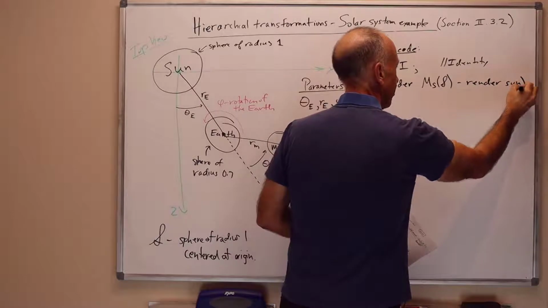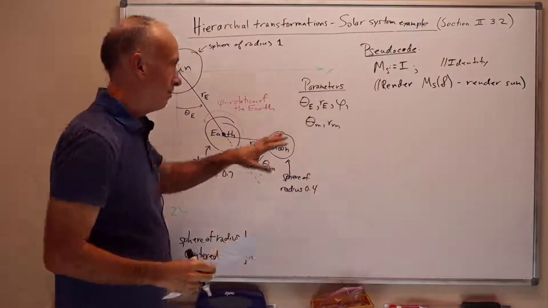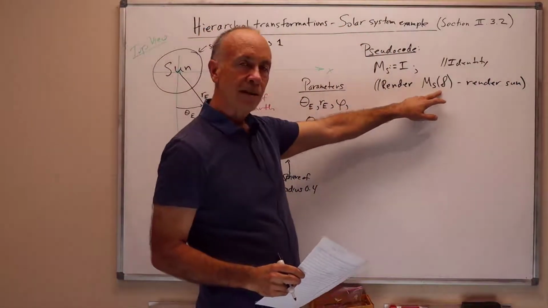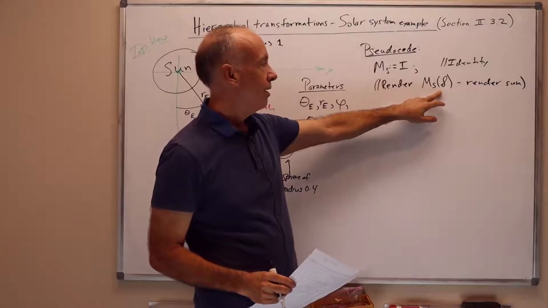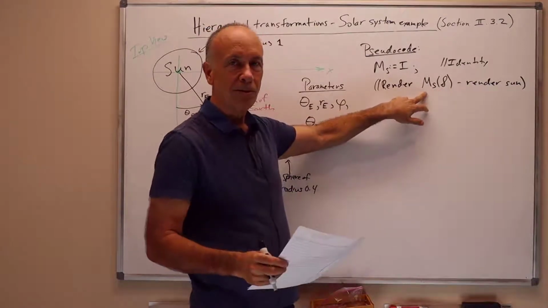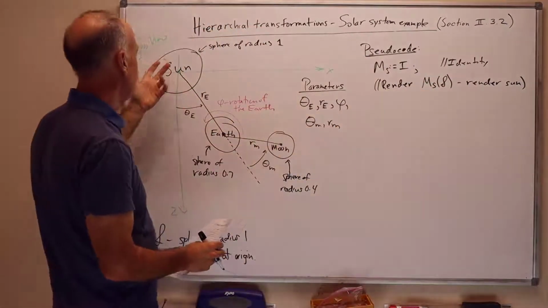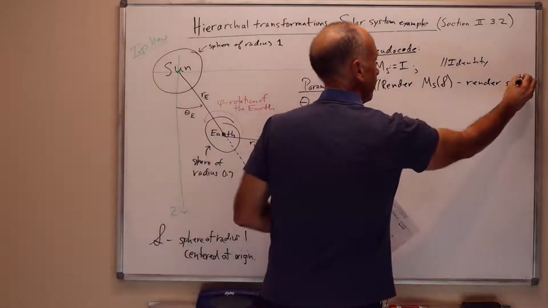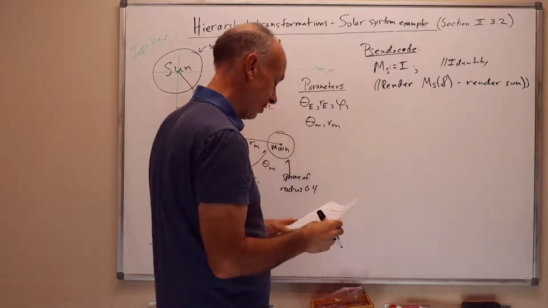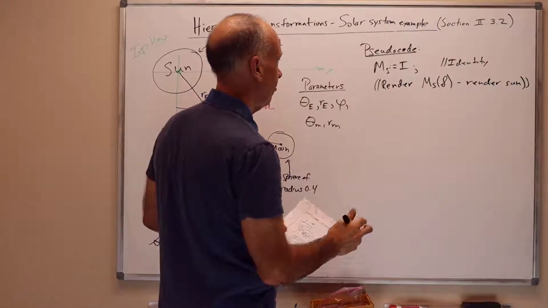What I mean by this notation is S is the sphere of radius 1 centered at the origin. We transform it by the identity matrix, which of course doesn't change it at all, m sub s, and then we render it as the thing at the center. Okay. Now that's finished rendering the sun. That was easy. So now let's talk about rendering the Earth.